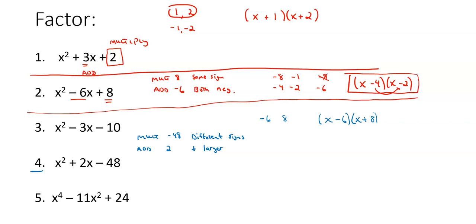All right, look at number 5. Number 5 looks different because it's got an x to the 4th in it. But you notice that the pattern remains the same. It's got a 4th degree, a 2nd degree, and essentially a 0 degree. So instead of a squared first power, 0 power, it's got 4, 2, and 0, which is fine. I'm looking for numbers that multiply to be 24.